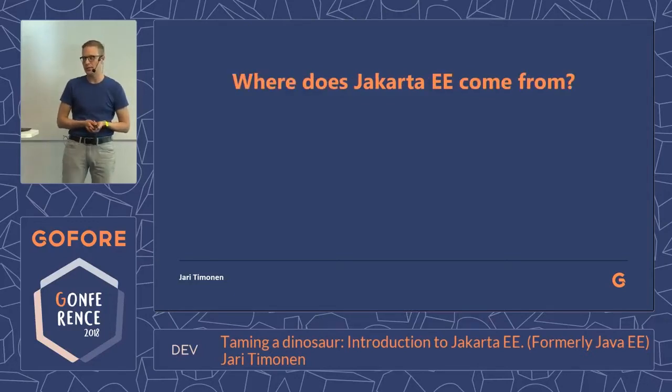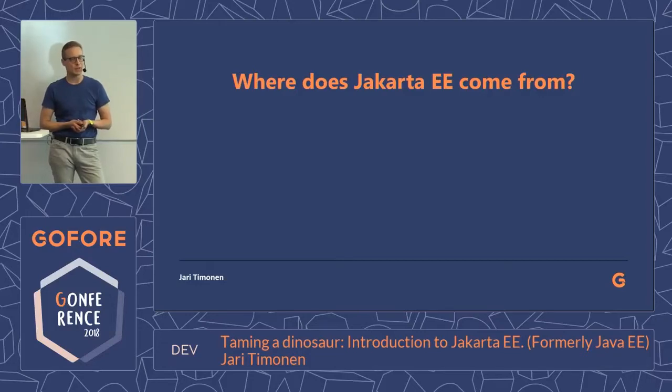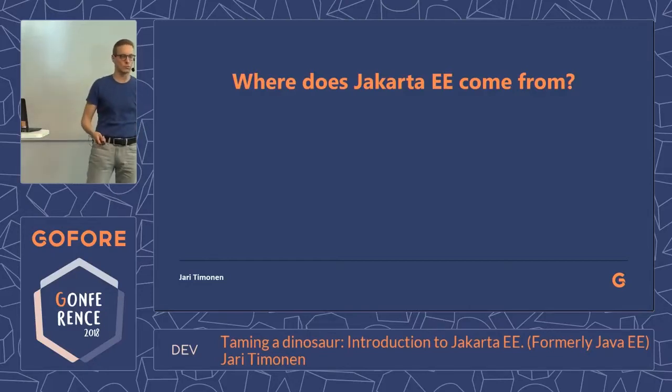And where does it come from? Until September 12th, 2017, it was owned by Oracle, and before that it was Sun Microsystems who developed Java EE. There was the Java Community Process that developed the Java EE standards. I think we also have some members of that process here, members and actually leaders of the process. And the process is kind of waterfall.